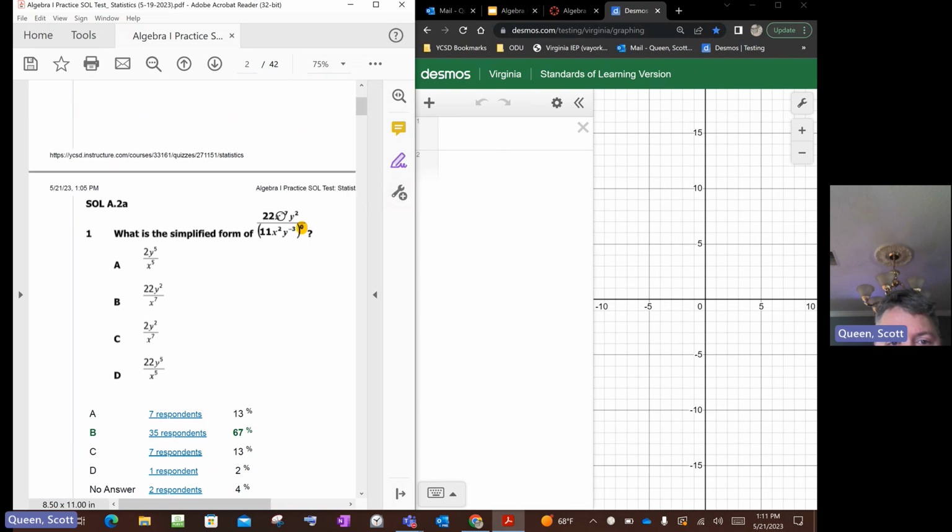I'm going to ignore all these variables, and I'm just going to go with what I see as far as whole numbers are concerned. 22 divided by 11 to the power of 0, because I know that's going to be a 1. As soon as I see 22, that means 22 over 1. I'm looking over here at my answers. The only thing I see 22s on is right here and right here. So already I've eliminated half of it.